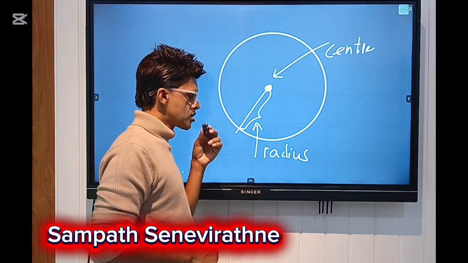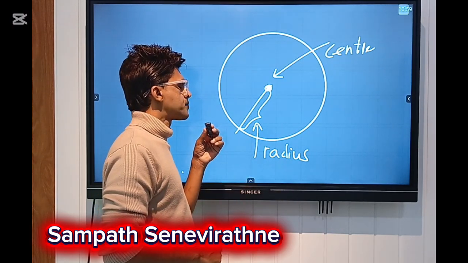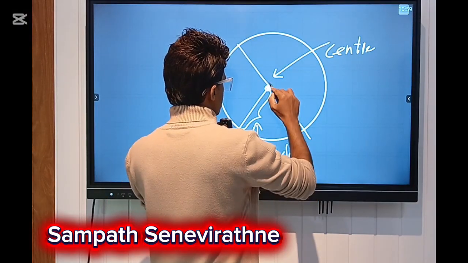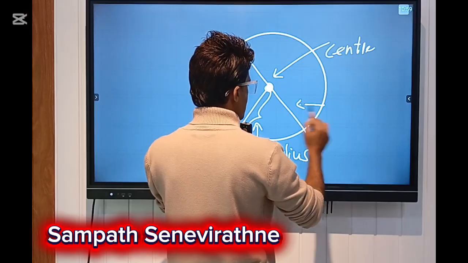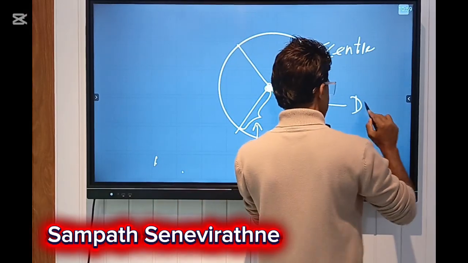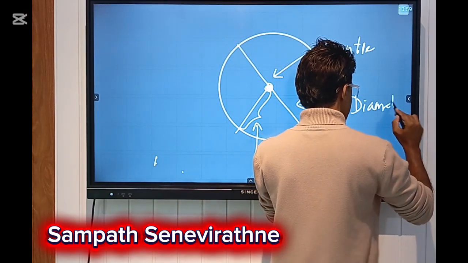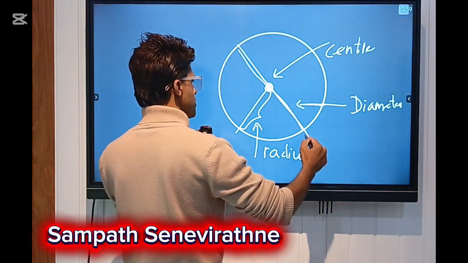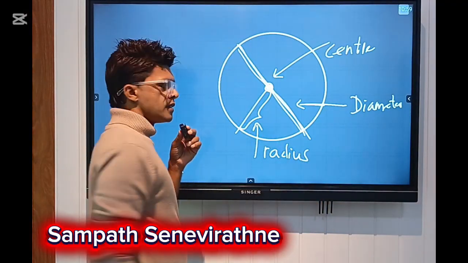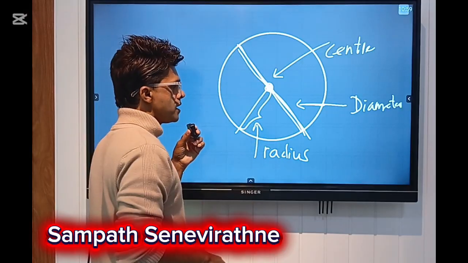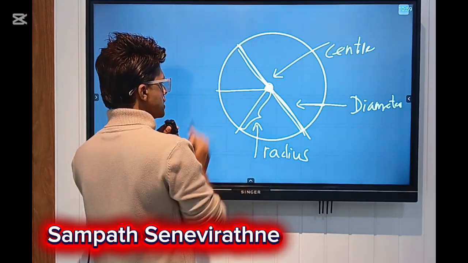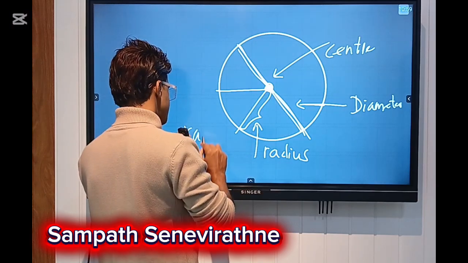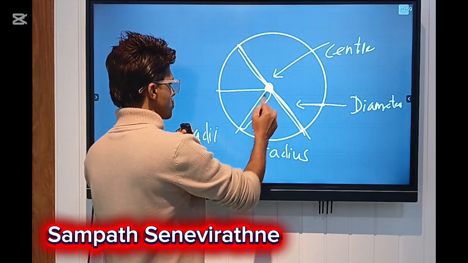Then from here to here distance is radius. And also from here to here distance, this distance we name as the diameter. Diameter of this circle. Diameter, here to here distance. Okay, this is diameter. Center, radius, diameter. Then these two we name as radii, right? Radii. This one and this one.